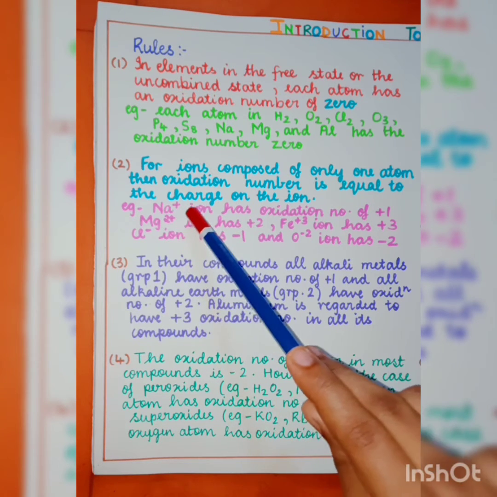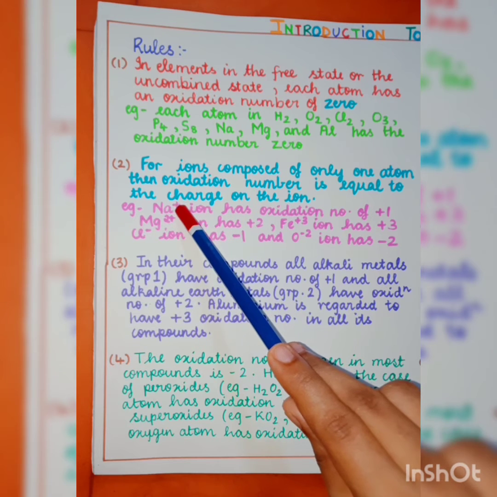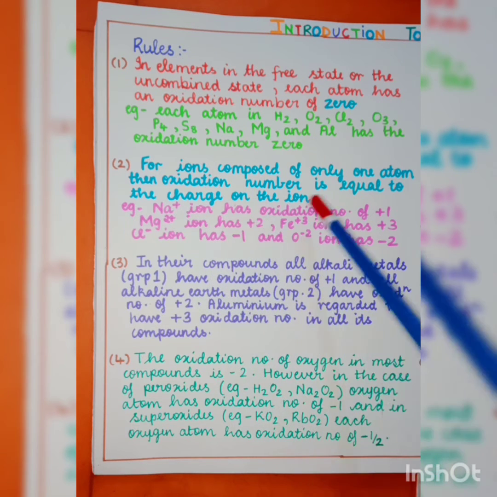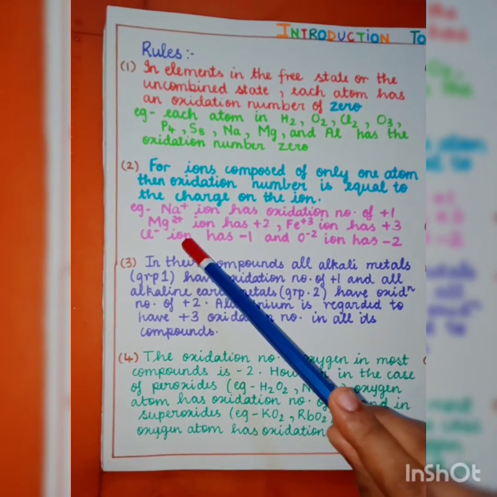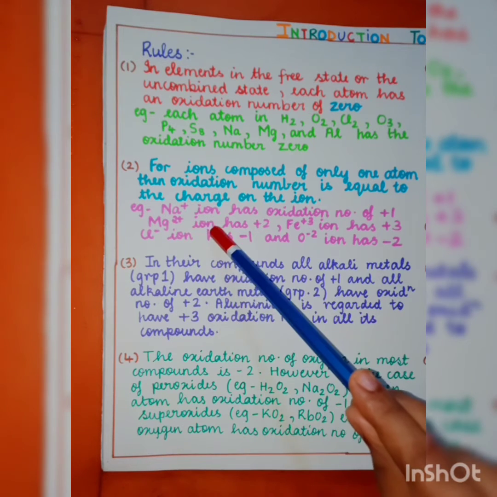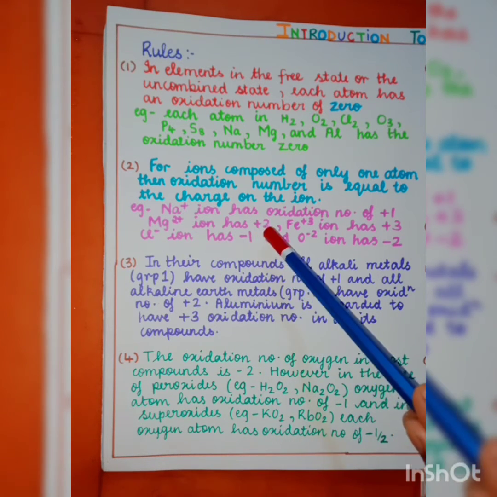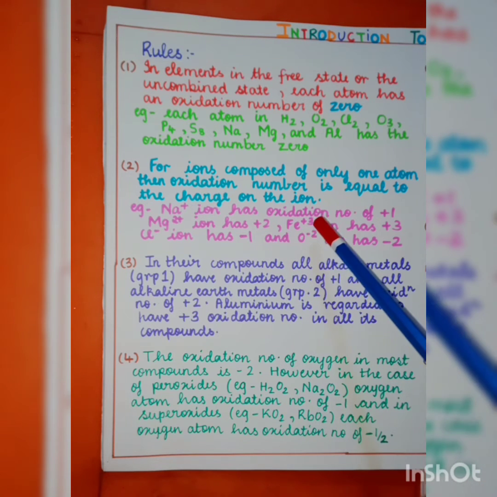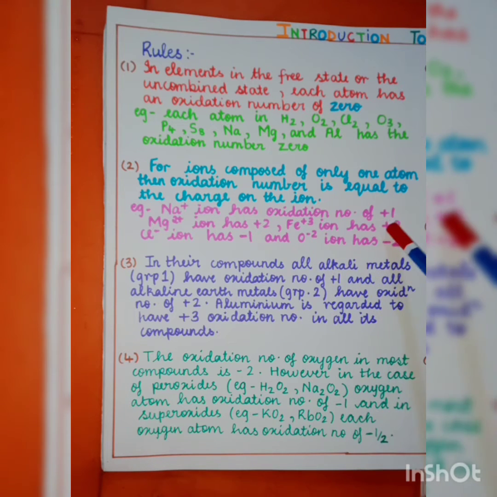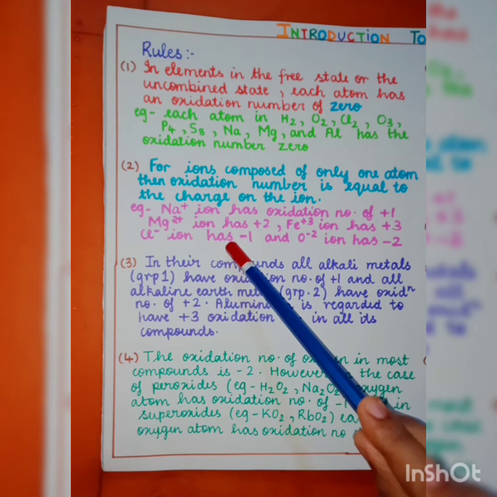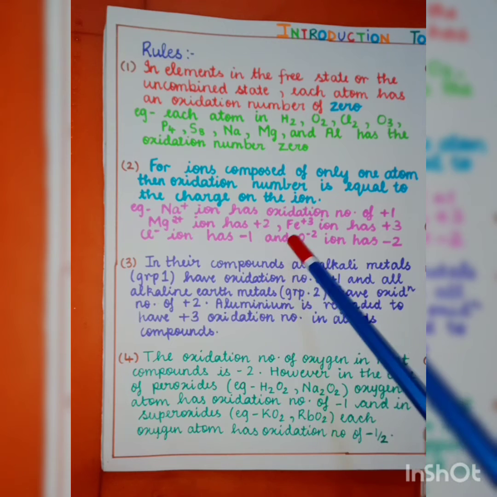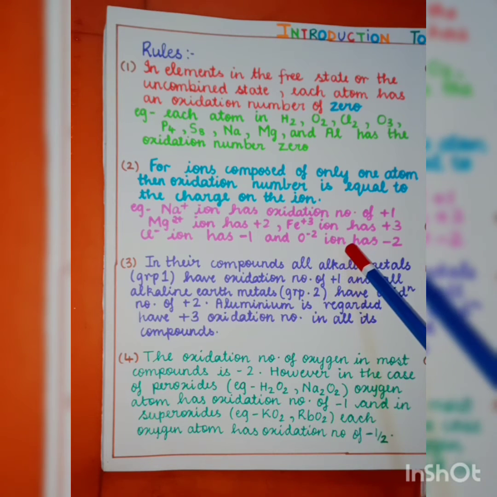For example, Na plus ion, which has a charge of plus 1, therefore it will also have an oxidation number of plus 1. Our second example is Mg plus 2 ion, where this ion has a charge of plus 2, therefore it will also have an oxidation number of plus 2. Similarly, in Fe plus 3, since this ion has a charge of plus 3, therefore it will also have an oxidation number of plus 3. Similarly, in Cl minus ion, it will have an oxidation number of minus 1. And in O2 minus ion, it will have an oxidation number of minus 2. I hope you are clear with rule number 2.